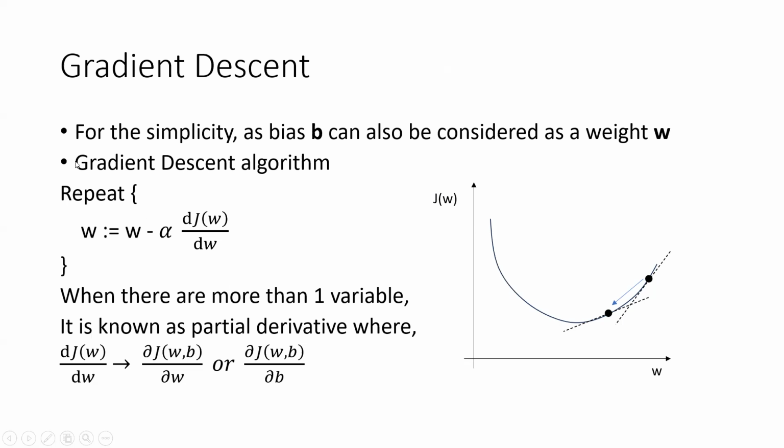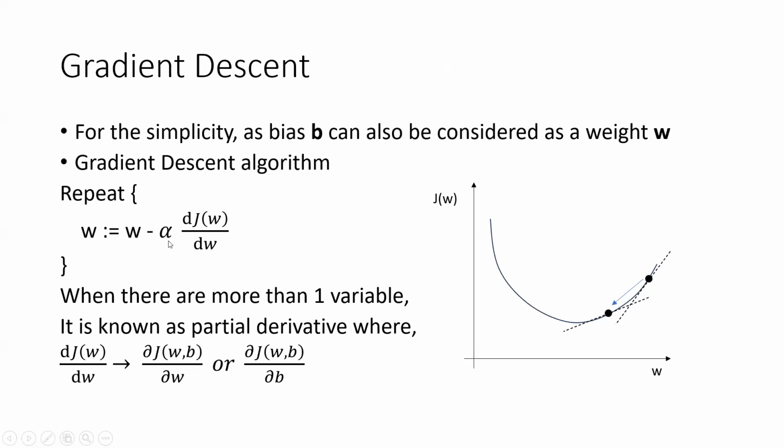In that case, you can use the gradient descent algorithm like this. So this is the formula. This is the operation that you have to repeat until you come very close to the optimum point, or the least cost point. In that case, we subtract some value from the W.